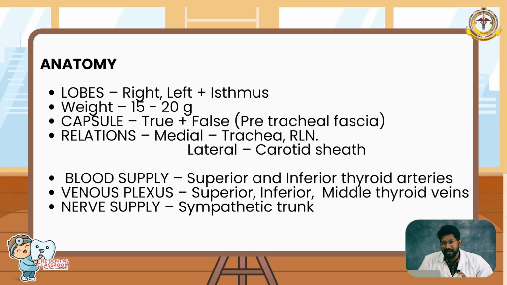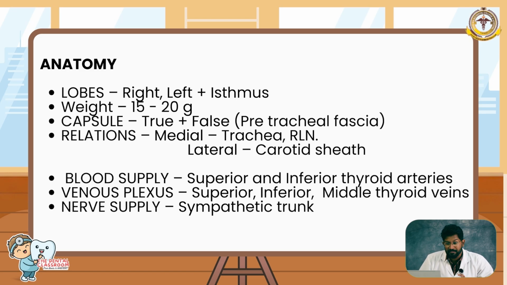Anatomically, the thyroid has a right and left lobe with an isthmus connecting both lobes. Approximately 15 to 20 grams in weight. There is a true capsule and a false capsule for the thyroid gland. The false capsule is made by the pre-tracheal fascia. The significant relations: medially there are the trachea and recurrent laryngeal nerve. Laterally there is the carotid sheath with vessels.